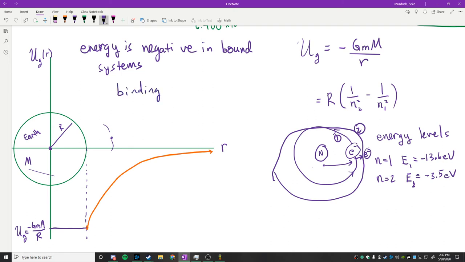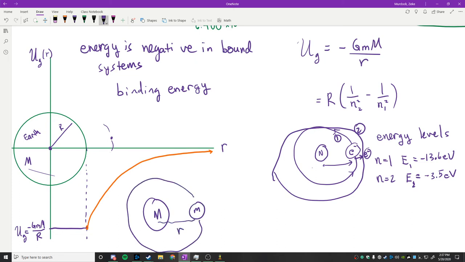Let's say that I have a system, and I put a mass orbiting it at some distance r, going around in a circle. And I tell you that the energy of this system is something like negative 1 times 10 to the 9 joules. At this radius, there's a binding energy between these two objects, and what that energy represents is the amount of energy you would need to put into the system to rip this mass away from the other mass.